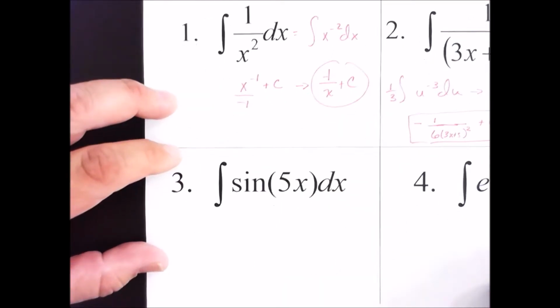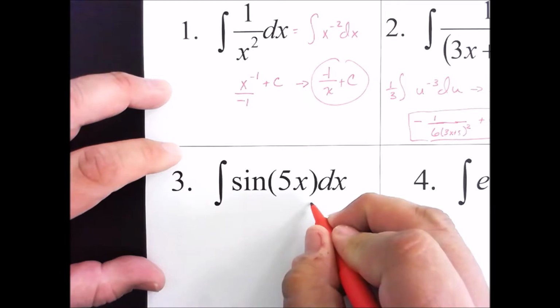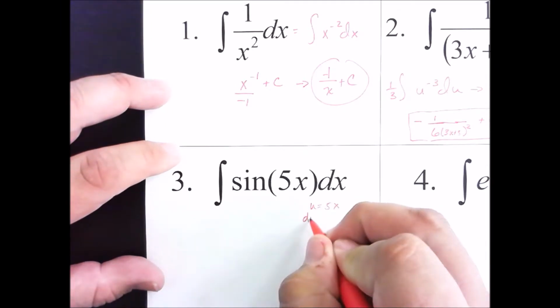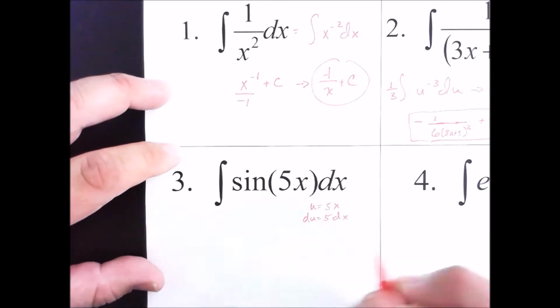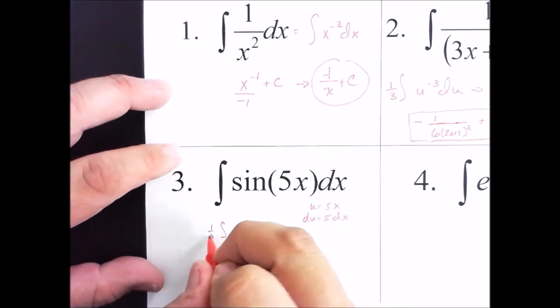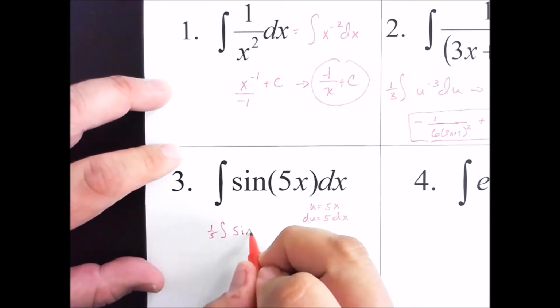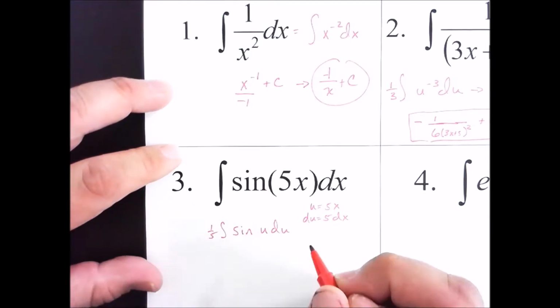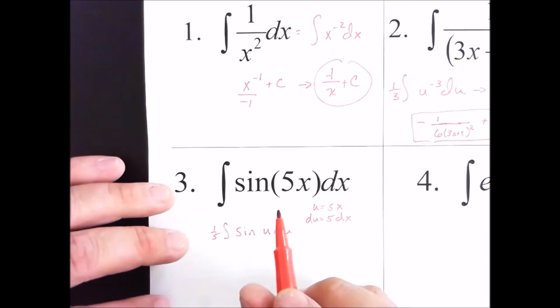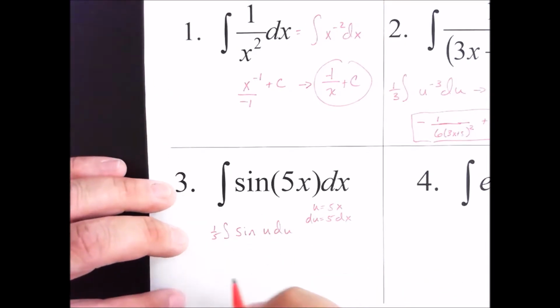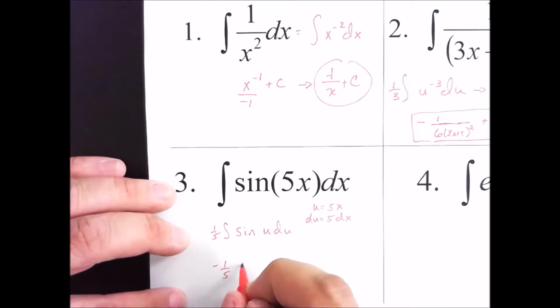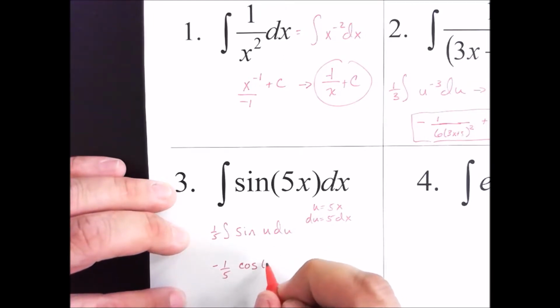Number 3, u equals 5x, du is 5 dx. We don't have the 5, we'll put a 1/5 sine of u du. What is the integral of sine of u? So negative 1/5 cosine 5x plus c.